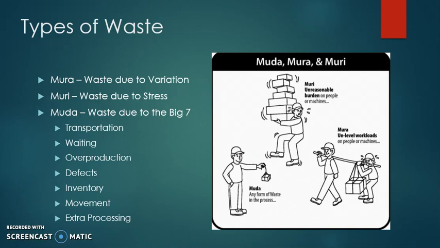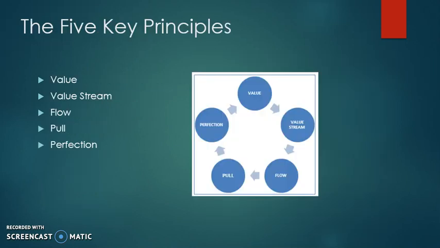Now let's talk about the 5 key principles. First is value, and that's the end goal, and it's defined by the customer based on what their expectations of the finished product are. Next is the value stream, and that's the map from start to finish, from raw material to customer delivery of the finished product.